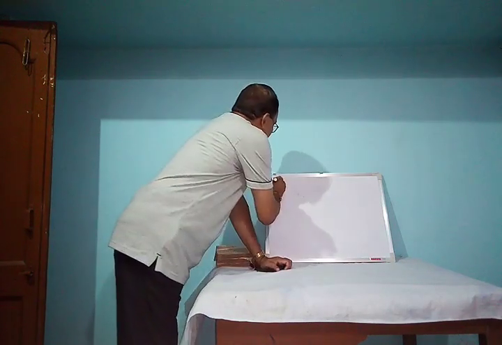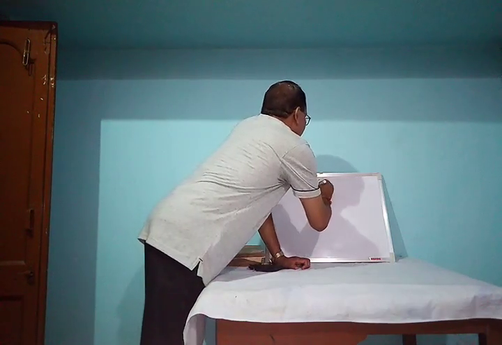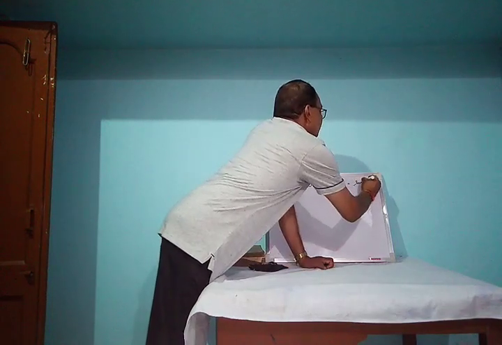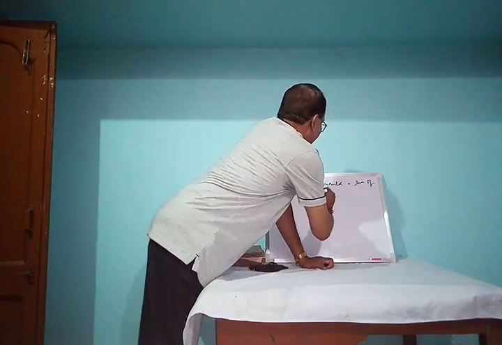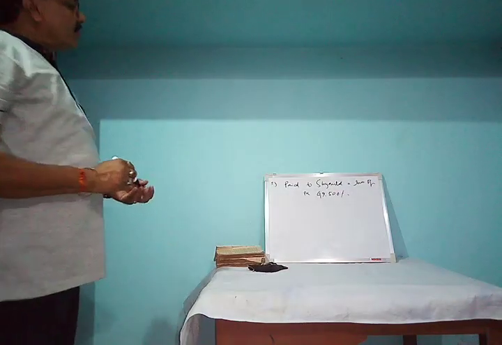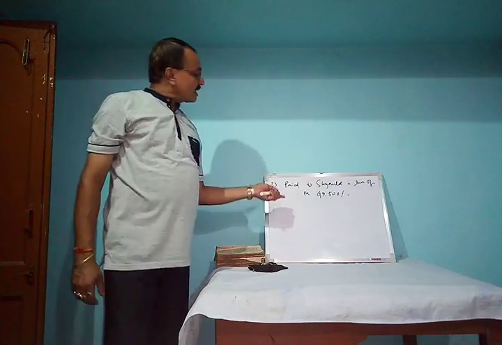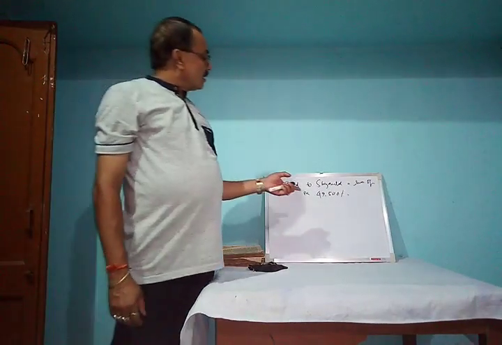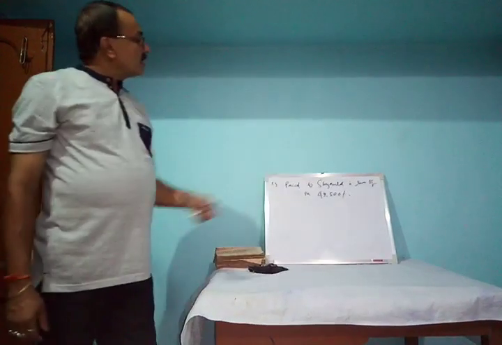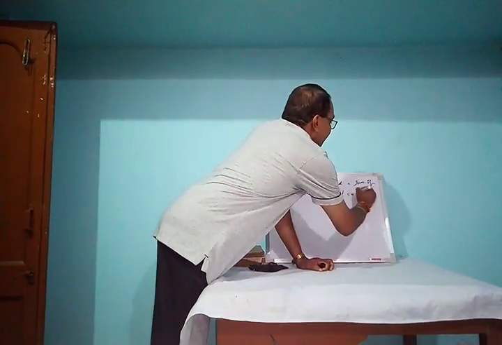Then the fourth transaction: paid to Shyamlal a sum of rupees 49,500. Already in our previous transaction statement we had mentioned that Roshan has purchased furniture of rupees 50,000, and paid to Shyamlal rupees 49,500 in full settlement.